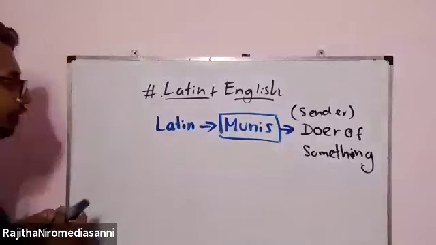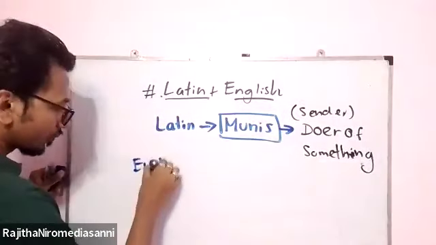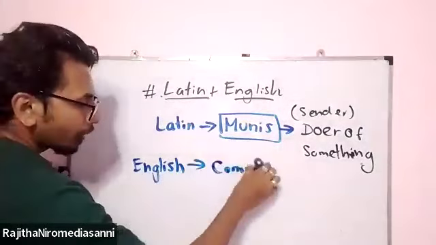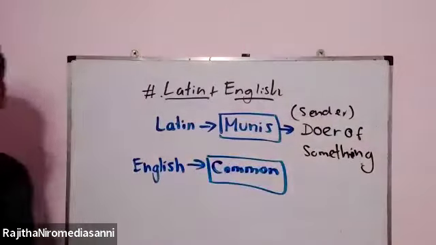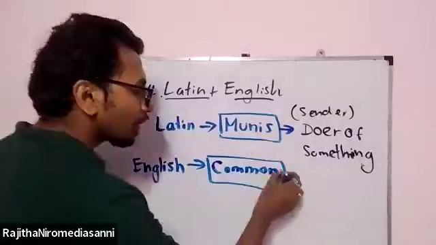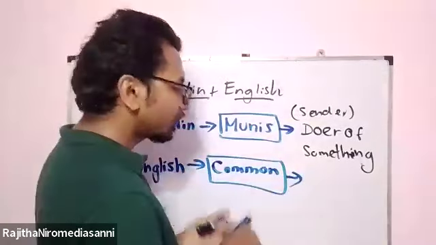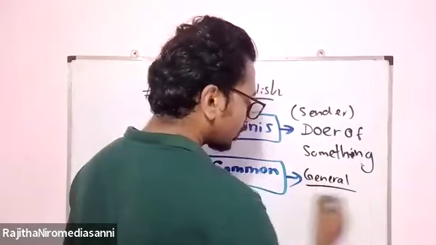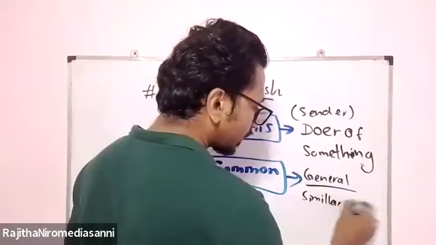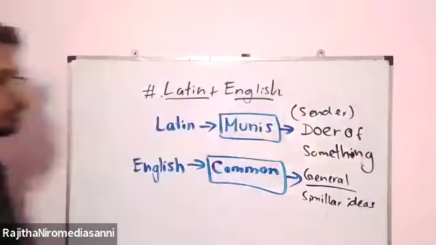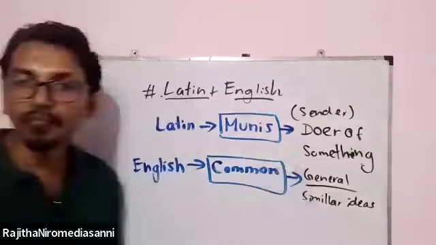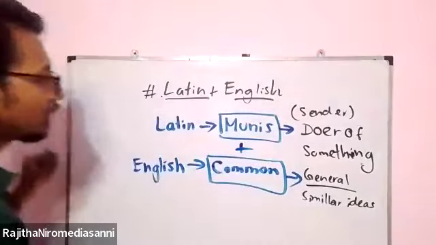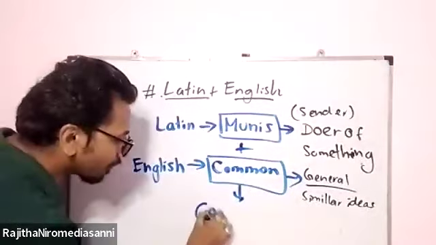Next one, the English term. Common, a normal word. Common means what? Some kind of general idea, a base idea. Not a problem. So these two words connected together, combined, we can develop this type of word.